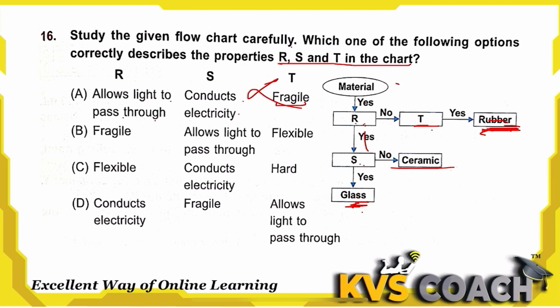B, this is fragile. Yes, R is fragile. This is right. Allows light to pass through it. S, yes, it is not ceramic, so it means it will allow light to pass through it. This is also right. And T is flexible. Yes, rubber is flexible, so this is also right. So option B is the right answer here.